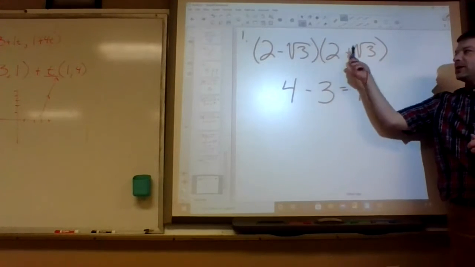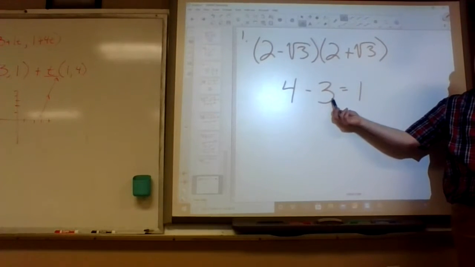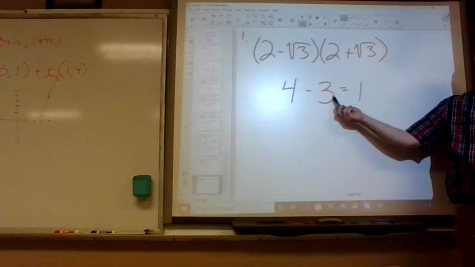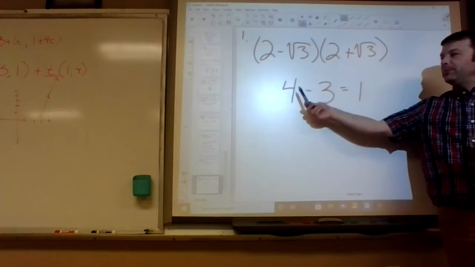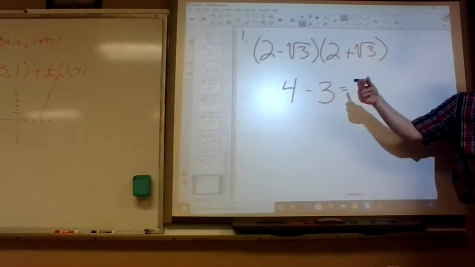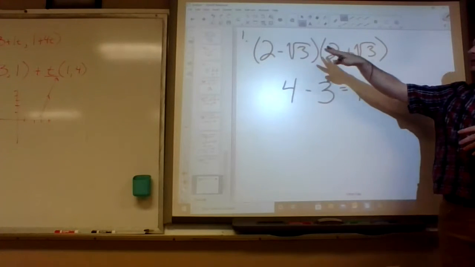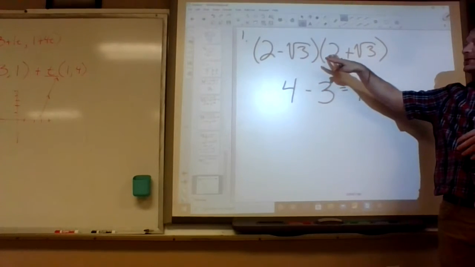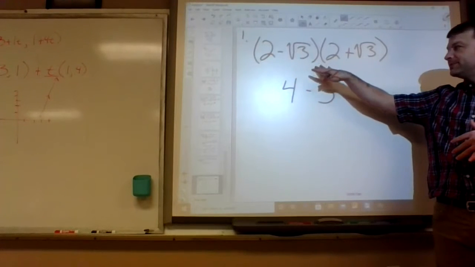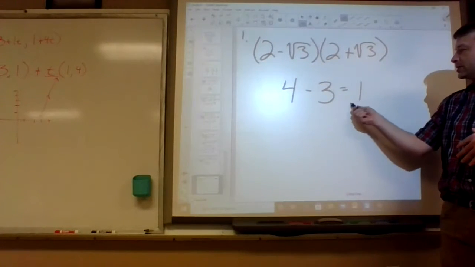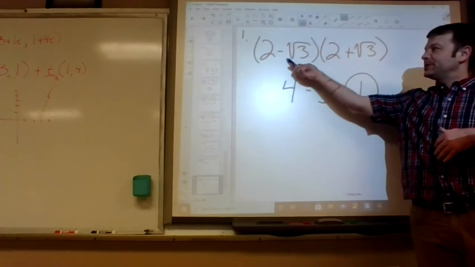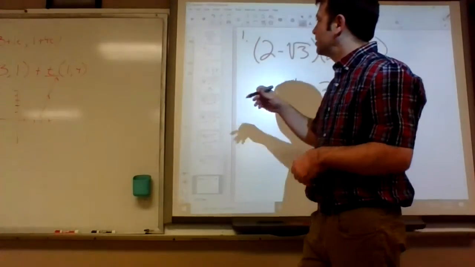Square root of 3 times square root of 3 is 3. It's square root of 9, which is a normal 3. So what happened here when we multiplied the conjugates is the square roots went away. See that? That's kind of a nifty trick, so we get a 1. That only happens if they're opposite like that.